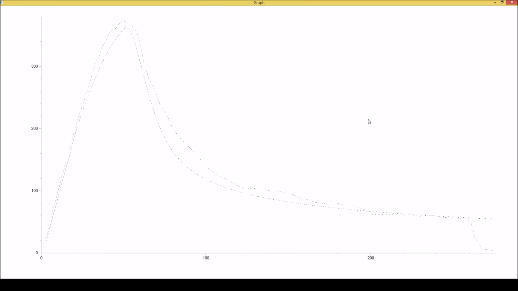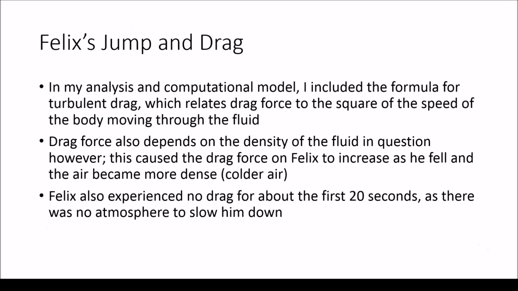The underprediction of the final position comes about because of the underpredicted velocity, which in turn is caused by an overprediction on the drag force. In my analysis and model, I used the formula for turbulent drag, which relates the drag force to the square of the velocity as well as the fluid density of the medium. As Felix fell and the air became colder and more dense, the drag force increased.